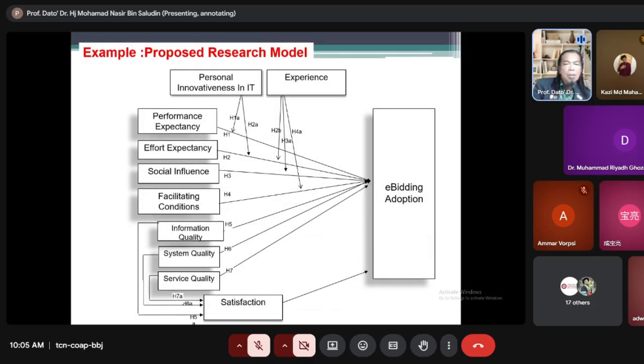That is the proposed, complete proposed research model. The independent variable is e-bidding adoption, and then they also have satisfaction. They have the performance expectancy, effort expectancy, social influence. Those are all the independent variables. They also have satisfaction. They have the personal innovativeness in IT and experience, which become another mediating and also moderating variable.